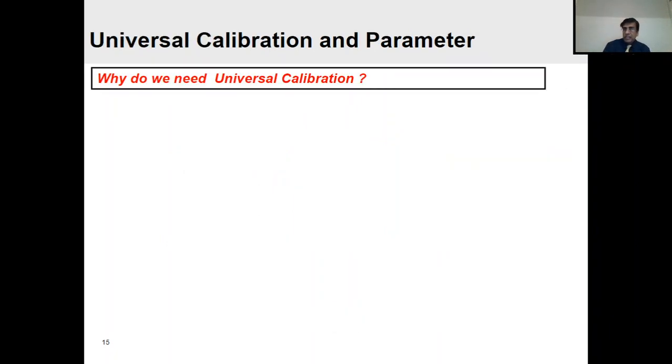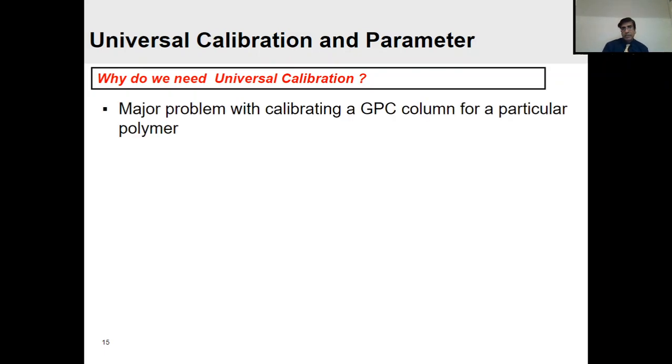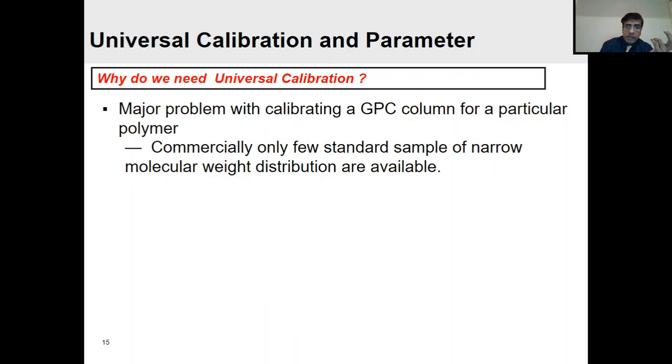That is why we need a universal calibration. Why do we need it? Because of a major problem with calibrating a GPC column for a particular polymer. As we discussed in the previous slide, we use a calibrant like polystyrene, polymethyl methacrylate, or polyethylene glycol, but we need a very narrow molecular weight distributed polymer. Unfortunately, only a few standards are available in the market.